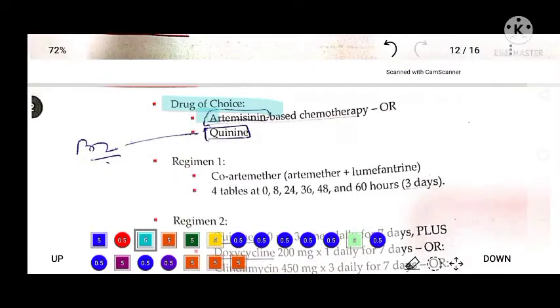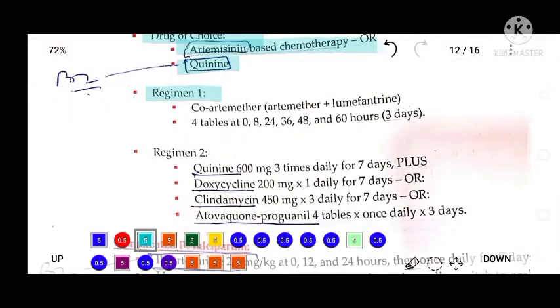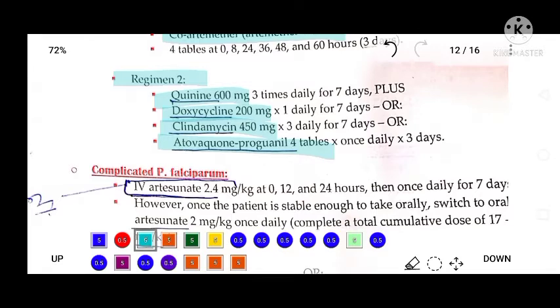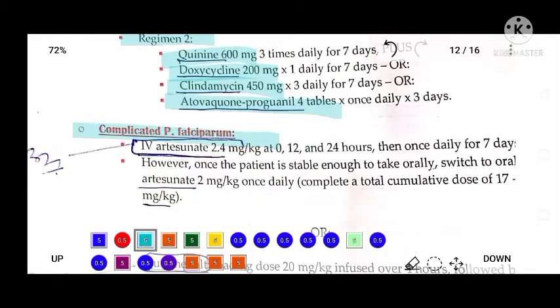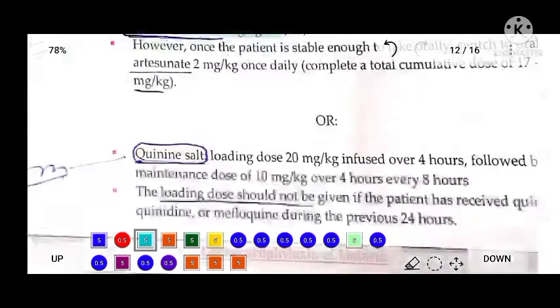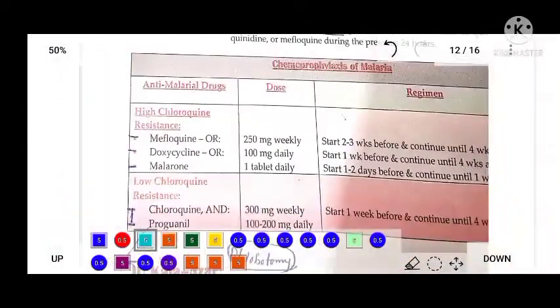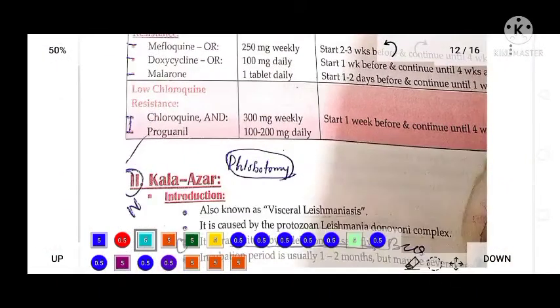The drug of choice for falciparum is artemisinin. Artemisinin-based combination therapy and quinine should be given, and the regimen of co-artemether is given. In regimen 2, quinine, doxycycline, clindamycin, and atovaquone and proguanil should be given in tablet form. If complicated P. falciparum is there, then IV artesunate should be given, and quinine salts should be given in the malaria. So in this way, malaria can be treated.